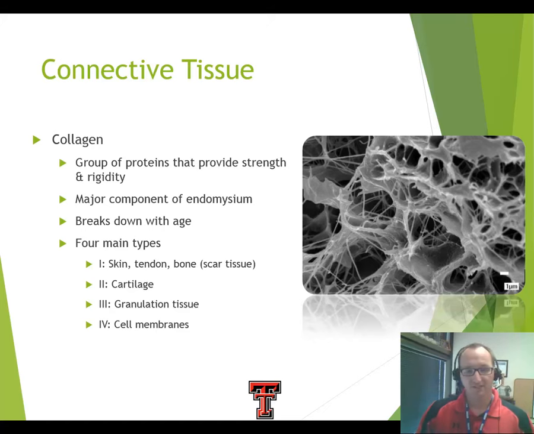This granulation tissue is not as structured, as organized, and as a result not able to bear load as well as type 1. And then type 4 we find in cell membrane, so it again provides structure.